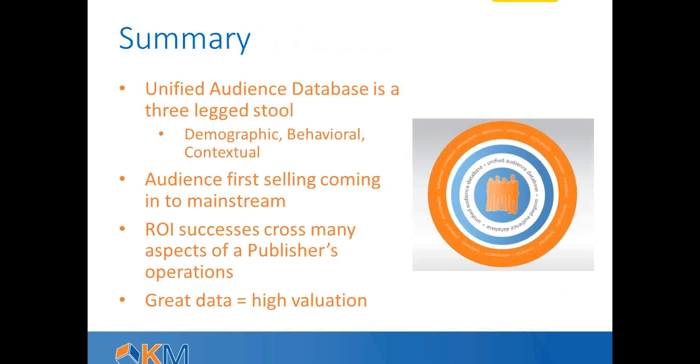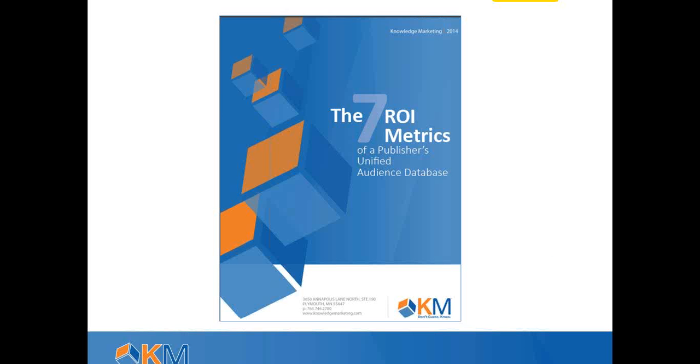The summary of this is that this audience data is a 3-legged tool: demographic, behavioral, contextual. Audience-first selling is coming into mainstream. There are ROI successes across many aspects of a publisher's operations, and great data equals high valuations. Those 7 areas and the 5 tips in each are things that many of you can implement. And if you can't implement them today, you should at least start thinking about them as how you approach your operations and how you sell and manage your business.